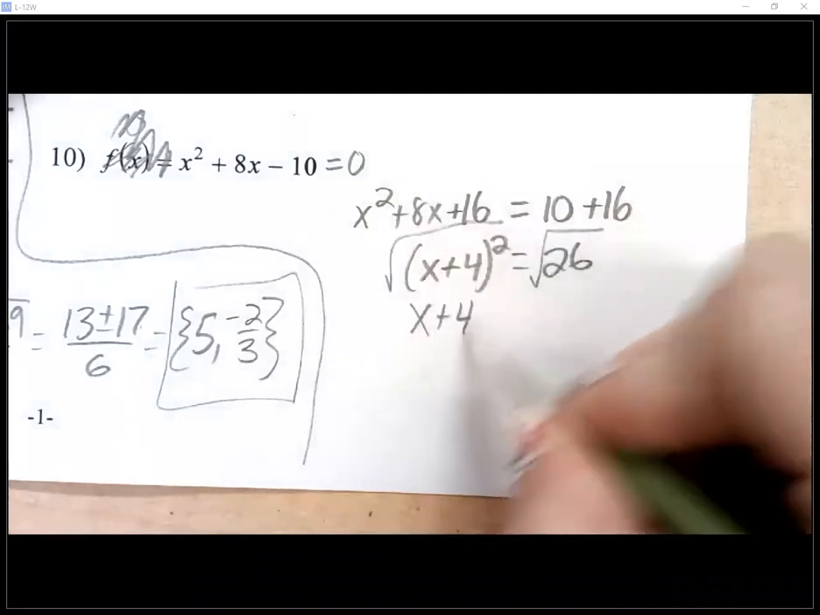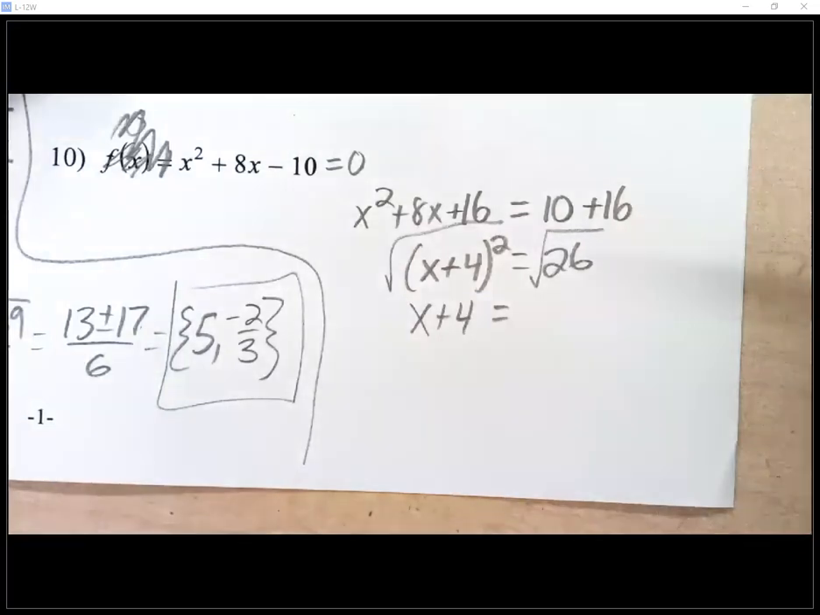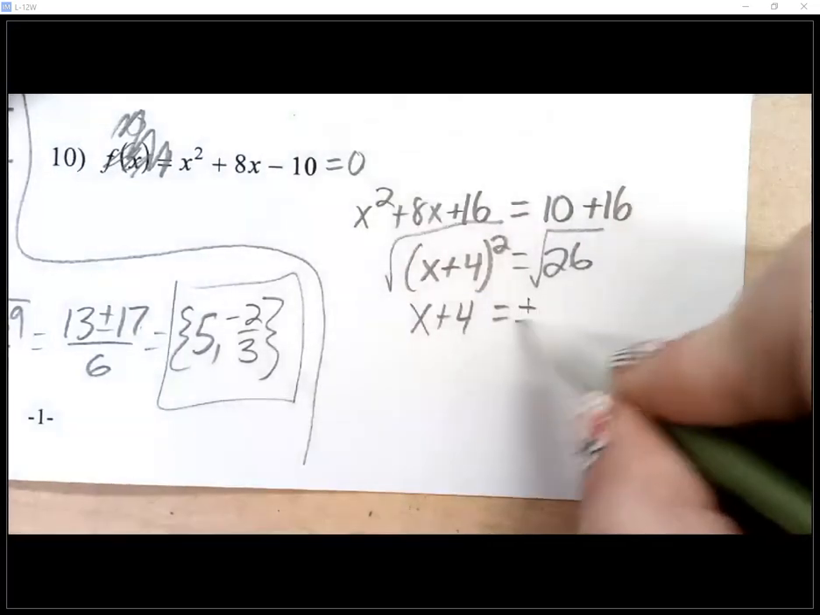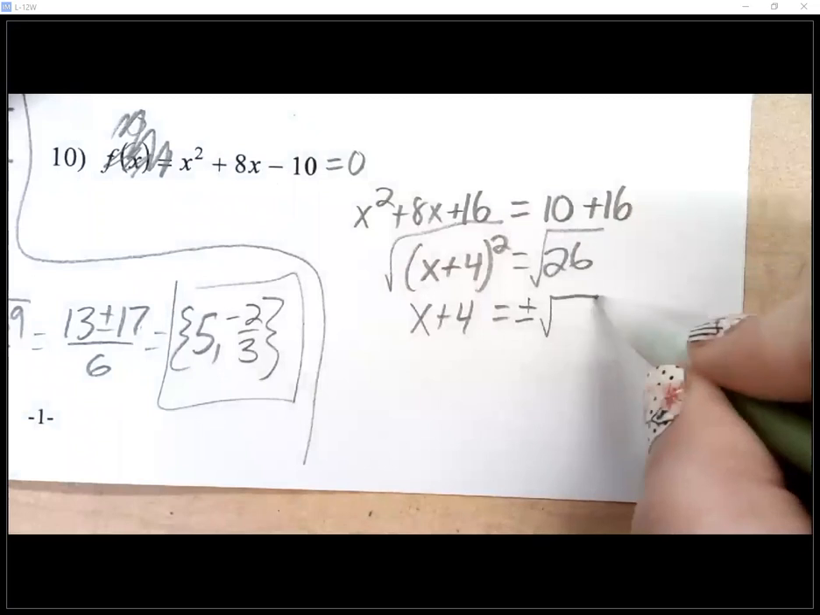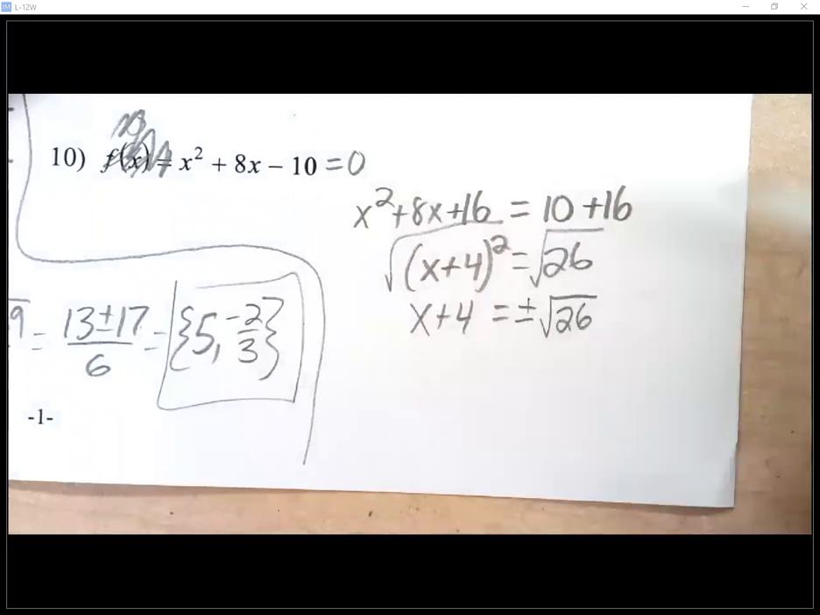What do I need to remember? Plus minus. And then I need to ask myself if the square root of 26 simplifies. So are there any perfect squares that go into 26? Remember what the perfect squares are: 4, 9, 16. Divides into.